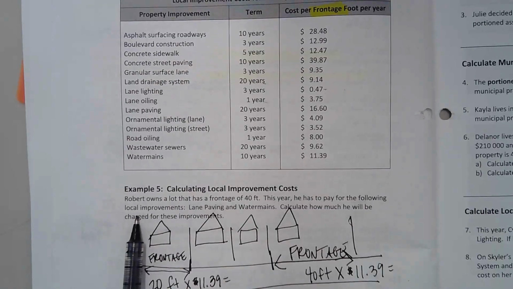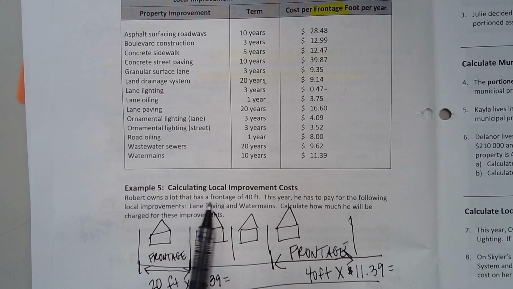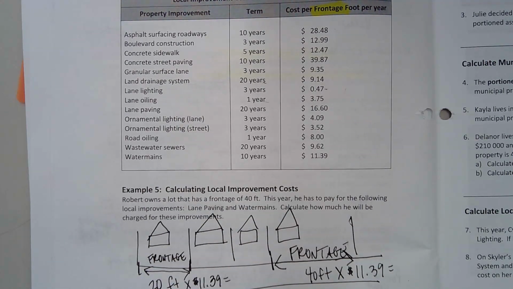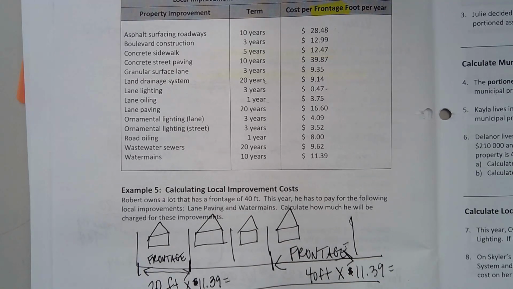Let's look at example 5. Robert owns a lot that has a frontage of 40 feet. Just realized I shouldn't have marked up that whole space down there, right? I'm gonna use another book. He has a frontage of 40 feet.